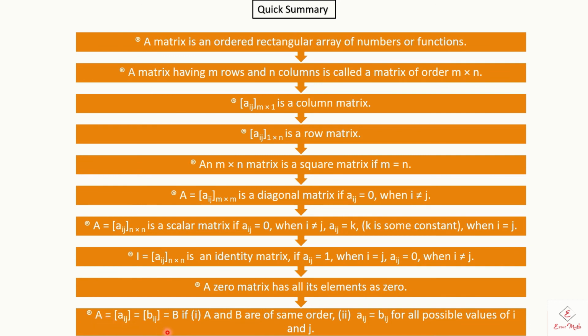Two matrix A and B are said to be equal on two conditions. First condition is दोनों का order same होना चाहिए, A और B का. And the next condition is each and every element must be equal to the corresponding element of the other matrix, which is Aij must be equal to Bij for all the possible values of i and j in their respective rows and columns. So guys, this is what we have seen in this video.